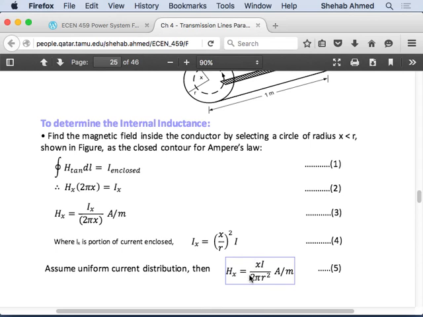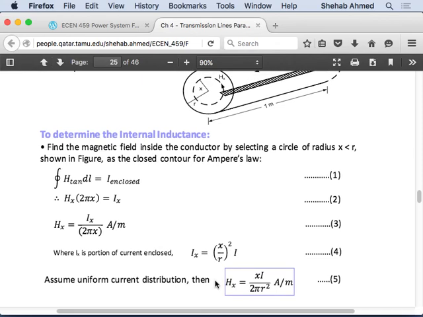Yes, sir? Normally I should be bigger than Ix, right? Yeah. But this relation, I think, gives a lower I than Ix. Why? It's x over r. x is lower than r. Sure, x is lower than r, so this ratio is smaller than 1. So Ix is always smaller, less. Right?